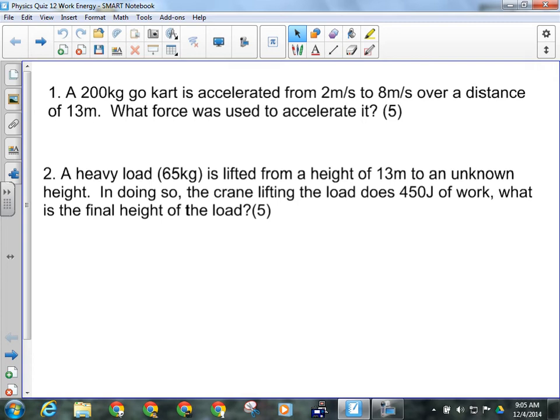The second step is probably even more important than that, is identify what type of energy is being changed. In number 1, what kind of energy is being changed? Kinetic, the speed is increasing. In number 2, potential, the height is changing.